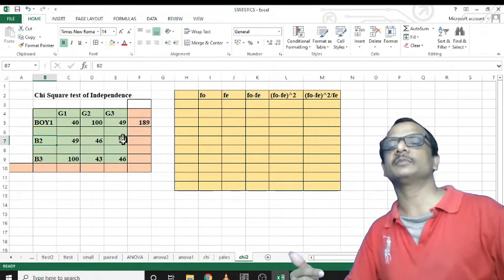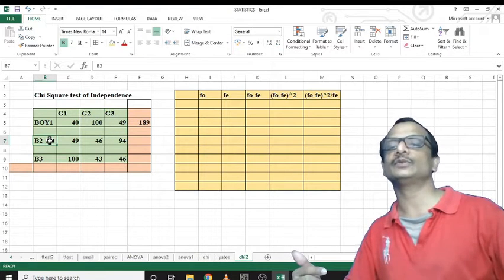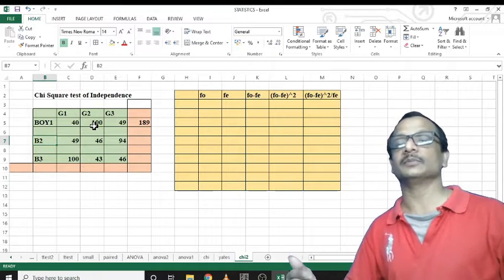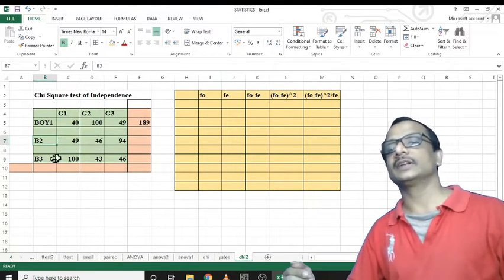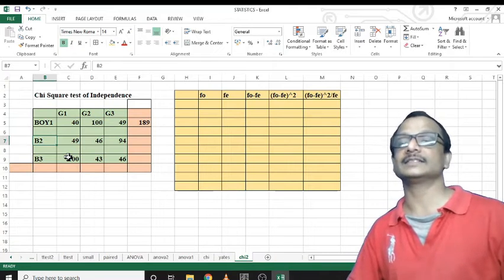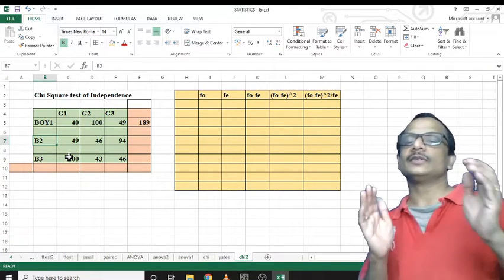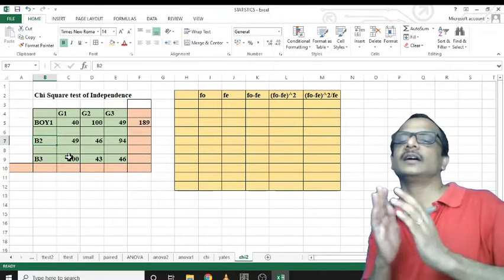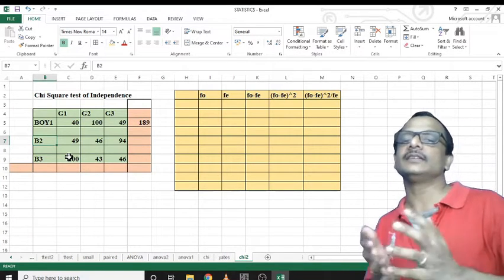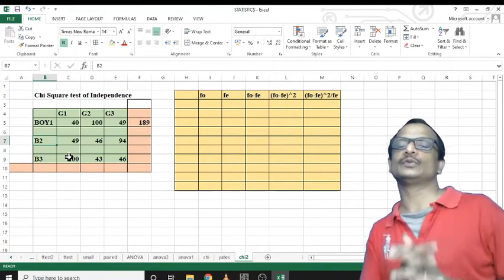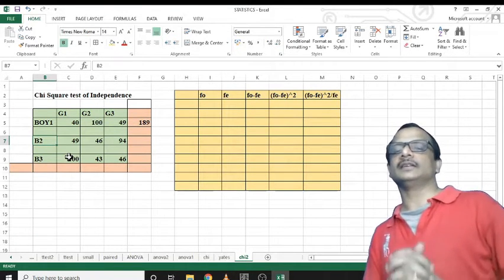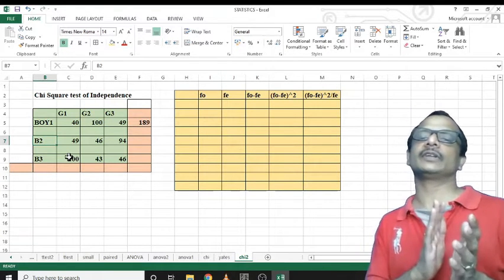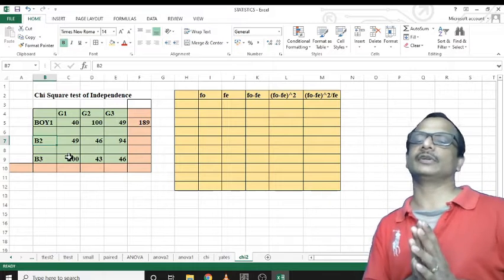So somehow there may be an association between girl 3 and boy 2, maybe. Then boy 1 and girl 2, there may be. And boy 3 with girl 1, yeah, there is a chance. But in order to assure whether this association between these boys and girls is significant or not, we have to set a null hypothesis that there is no difference in observed frequency and expected frequency.